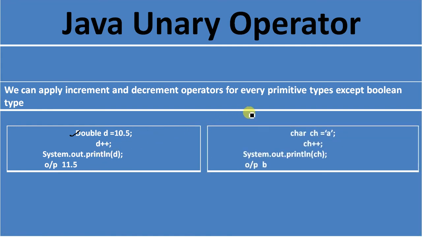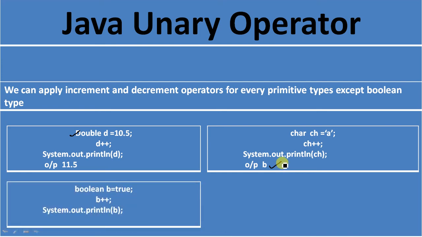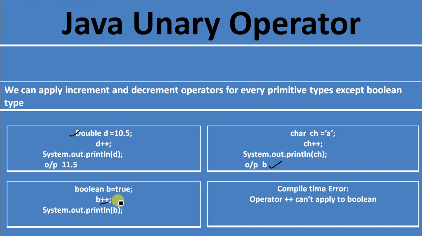If you apply the increment and decrement operator on the character type, like here ch is assigned the value 'a', then you apply the ++ operator, you will get the result 'b'. So you can apply the unary operator on character type as well. But if you try to apply the unary operator on the boolean type, you will get an error. What is the error? Compile time error: operator ++ cannot be applied to boolean.